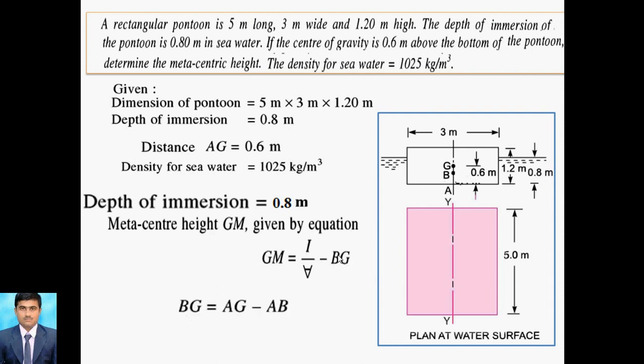So this is the formula for BG. I is the moment of inertia, V is the volume, and BG is equal to AG minus AB. Already AG is given to you, that is 0.6. And how to calculate AB? AB is nothing but the depth of impression divided by 2. Is it clear? In the next slide we discuss this same thing.